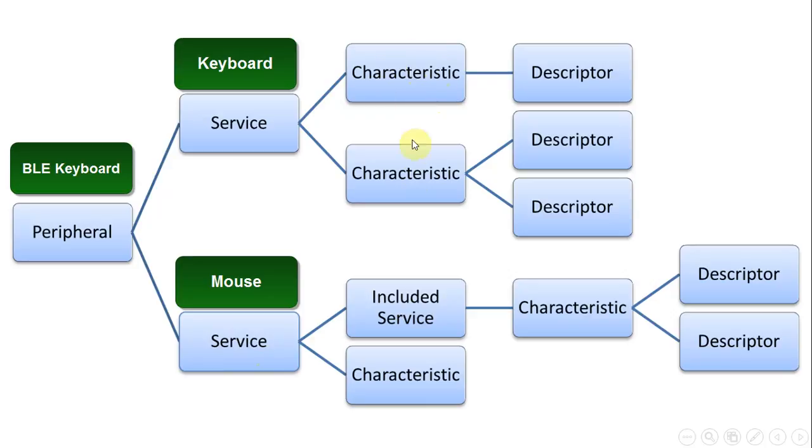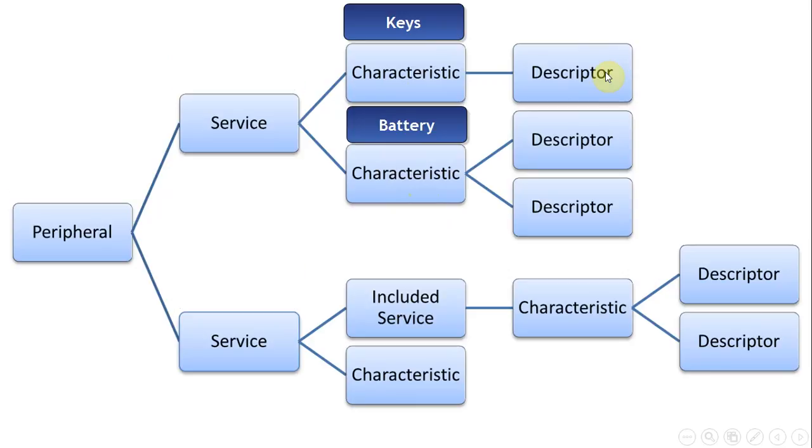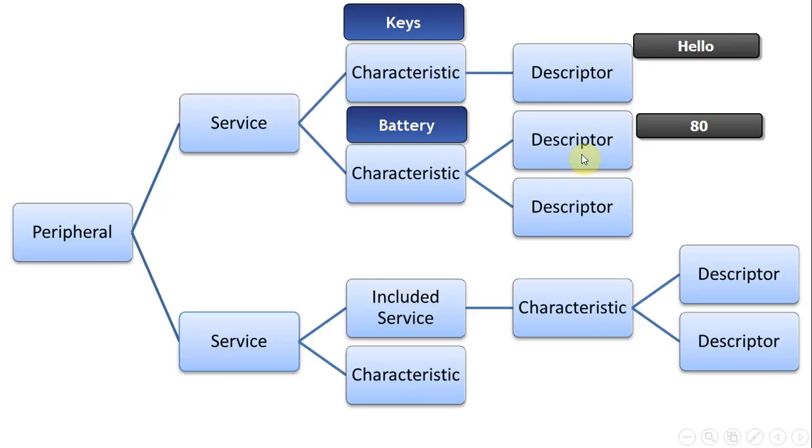Then we have the characteristic. The characteristic itself is the typing of the keys or the battery level or the temperature. So we have a keyboard, we have keys, battery, temperature, and everything else. And then we have the descriptor. The descriptor is the actual information we're moving around. So in this case, the characteristics are keys and the descriptor are the actual levers I'm pushing. If I have a battery measurement, then I have the actual value of the battery. So how much the battery is full or not.